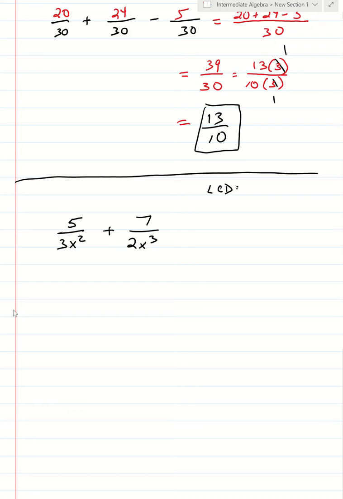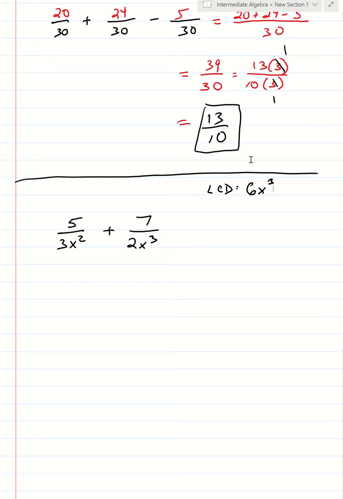Well, let's start with the numbers. With the numbers 3 and 2, your lowest common denominator is, of course, 6. Next, we have some variables. We have an x squared, and we have an x cubed. And when it comes to the lowest common denominator, you're always going to go with the higher exponent. So x to the third is also the highest, part of the lowest common denominator.